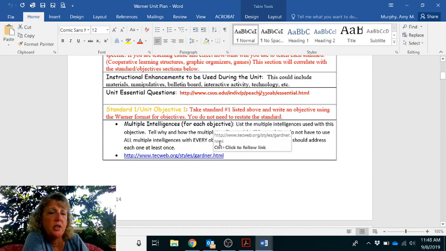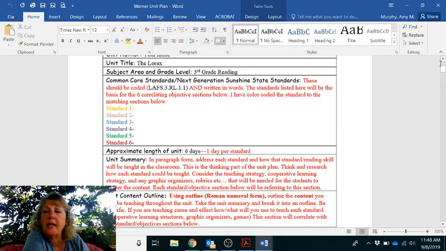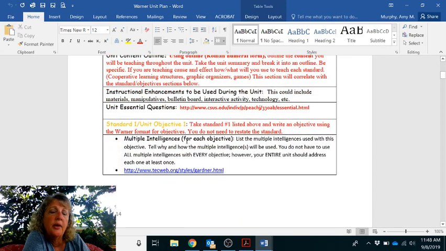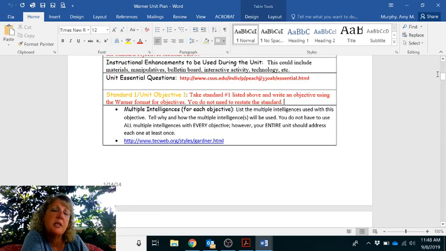So that's all that's due this week. You're taking the standards that you selected up here, creating the objective just like you did in week 2, and then go back to the summary and see what multiple intelligences were listed in the summary. So this is just to show you how, if you did the summary and the outline in detail, the rest of the unit plan will come together very easily. If you got comments about it needing to be more specific, until you go back and do the summary in detail, this part is going to be very hard to do.